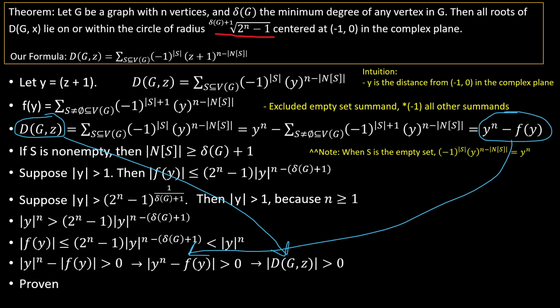This proves our theorem that the zeros of any domination polynomial must lie within or along that circle centered at (-1, 0) in the complex plane. Isn't that a cool theorem?